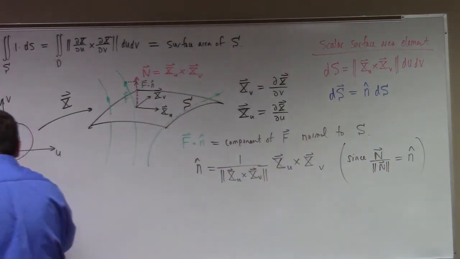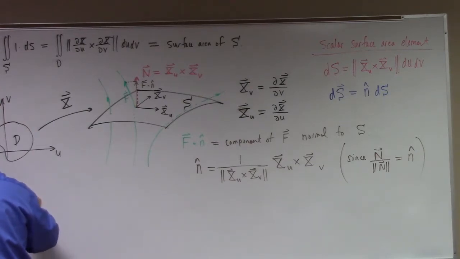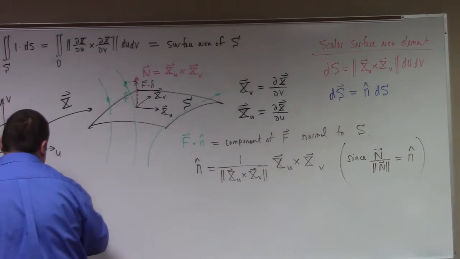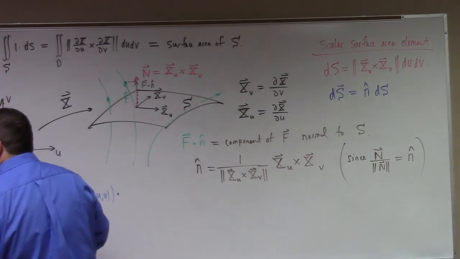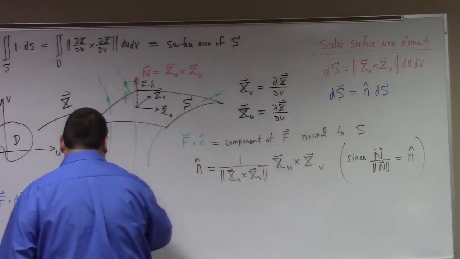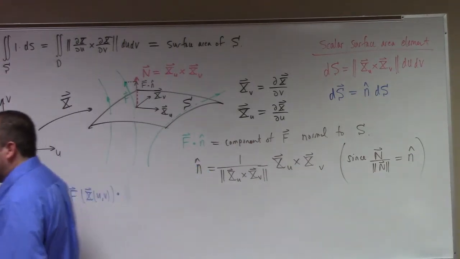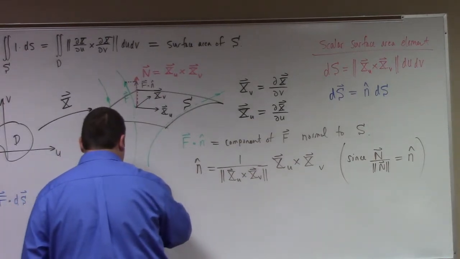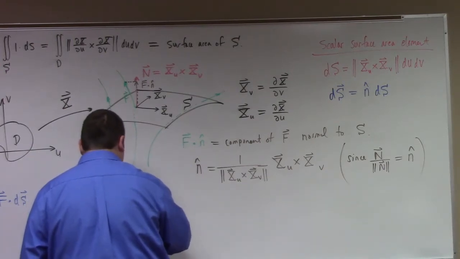Here, let me go back to the start. We've got the integral of F dot dS over the surface, by definition, is the integral over the domain of the parameterization F of the parameterization dotted with what? With n hat. Well, let me put in what the n hat is. Remember, n hat is x_u cross x_v, divided by the length of x_u cross x_v.